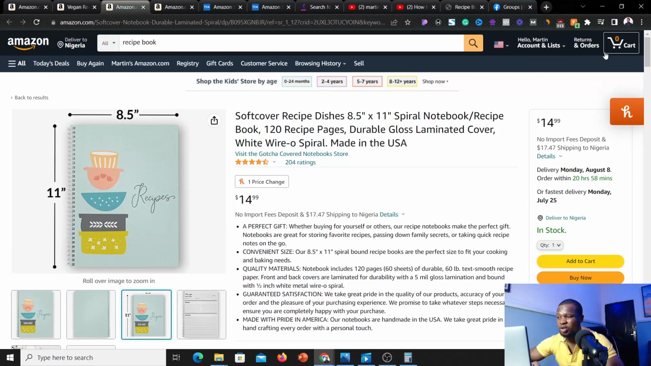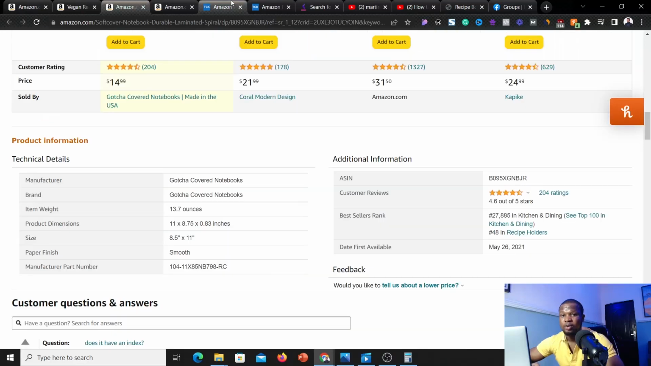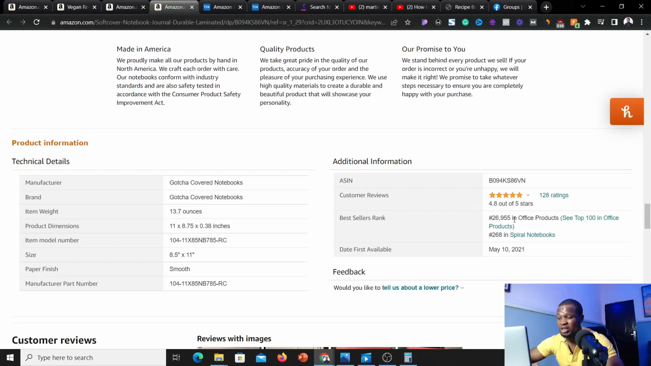Now there is also something I want to point out. Please note that this is just an estimate, because if you take a look at this bestseller rank, you'll see that what we are using is what this book is ranking in kitchen and dining, which is very, very low compared to what they are ranking in receipt holders, which is just 48. The same thing with this particular one: what it is ranking in office products is very low compared to what it is ranking in spiral notebooks.